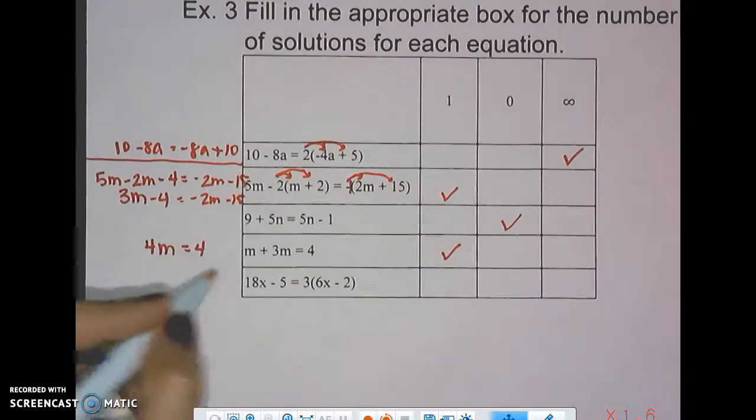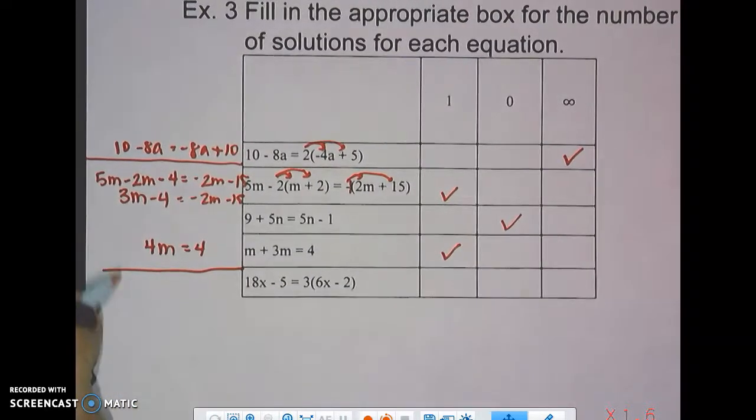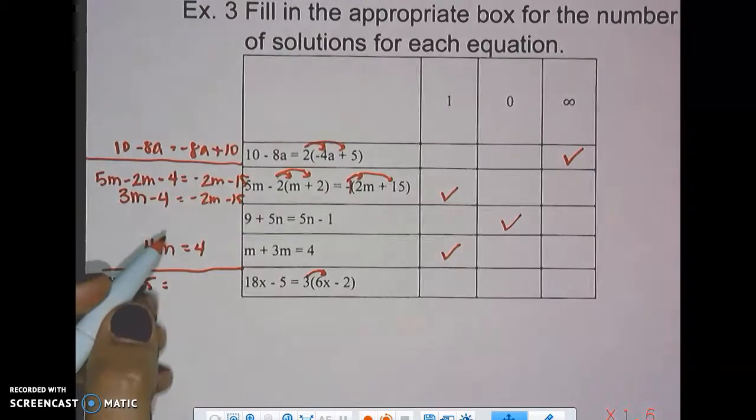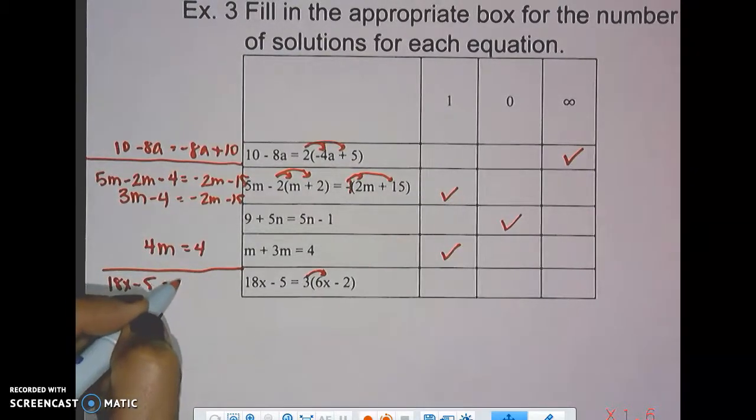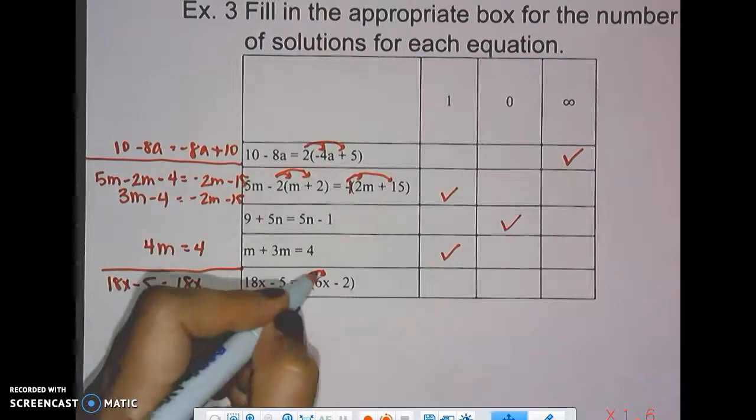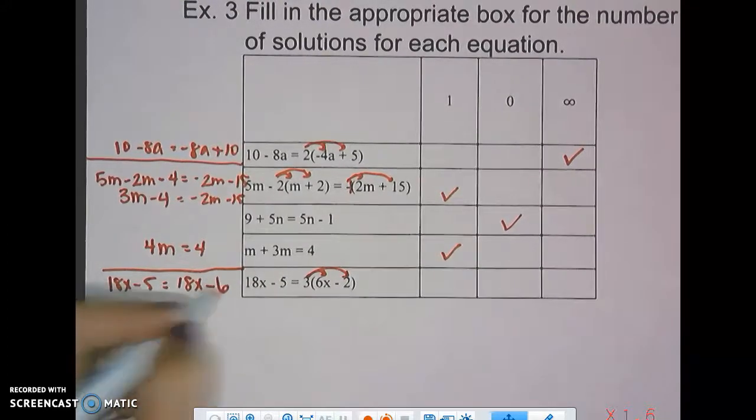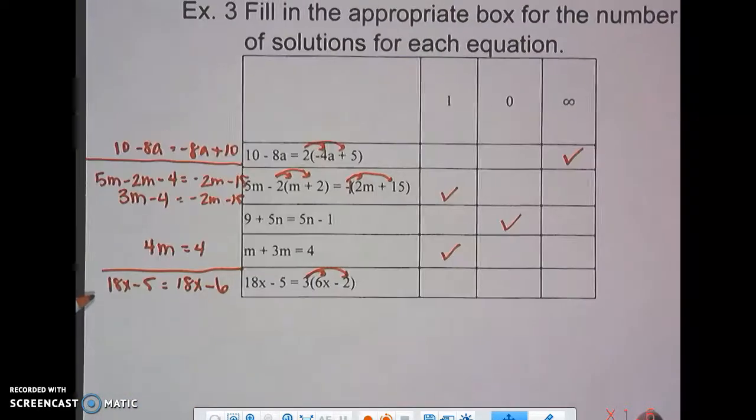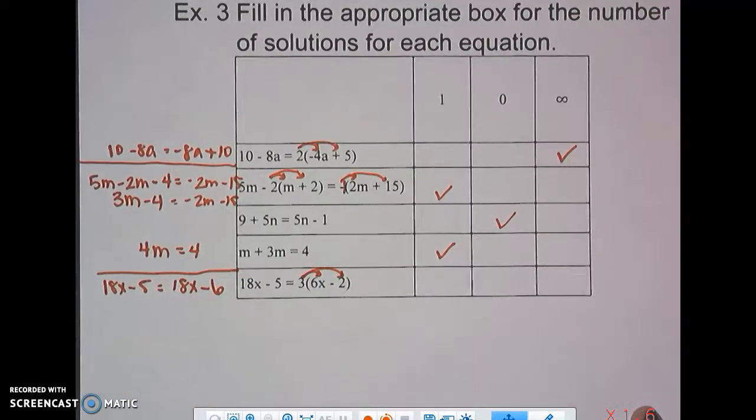All right, next one down here. On the left-hand side, 18x minus 5, nothing to do there. On the right-hand side, 3 times 6x is 18x, and 3 times negative 2 is negative 6. So once we've gotten rid of those parentheses or combined like terms, simplified, we're able to figure out what we've got going on here.